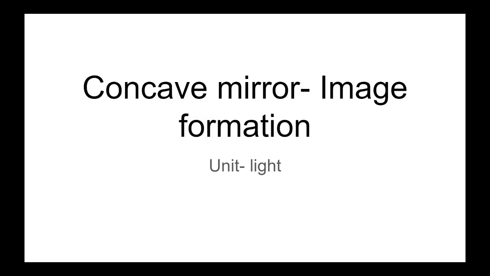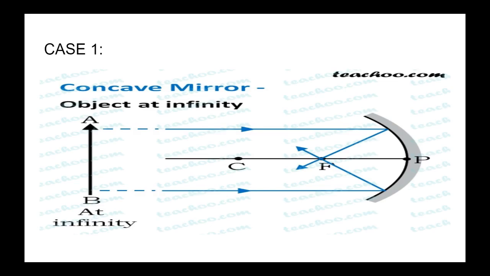So we have two types of mirror, concave and convex. First, we'll only be seeing what a concave mirror is and the image formation by a concave mirror. We have totally six cases in this image formation by a concave mirror. We'll be only looking at the first three. So the first case here, I'll explain.